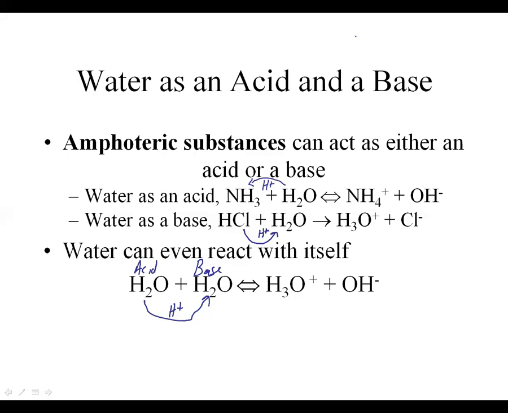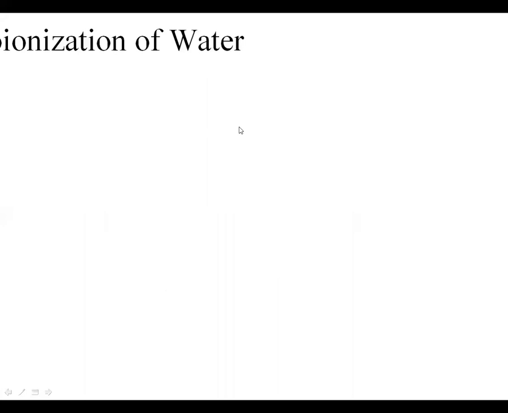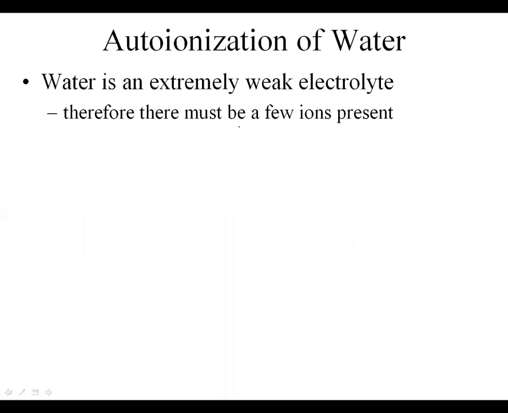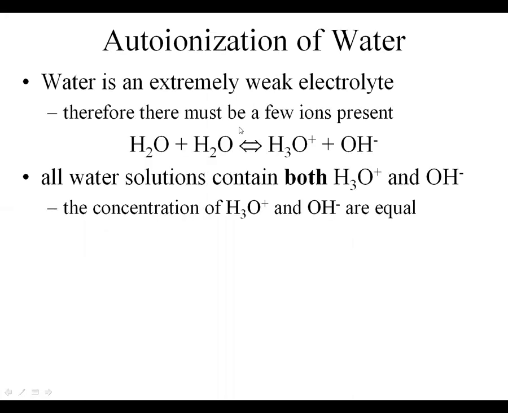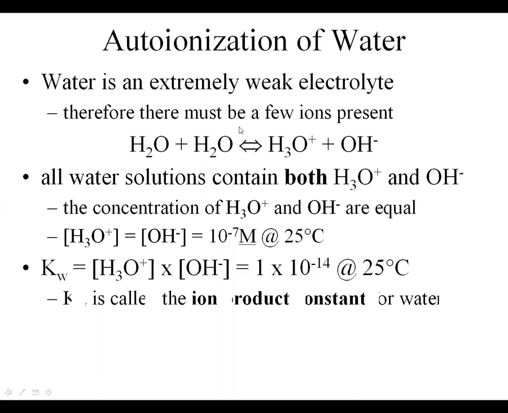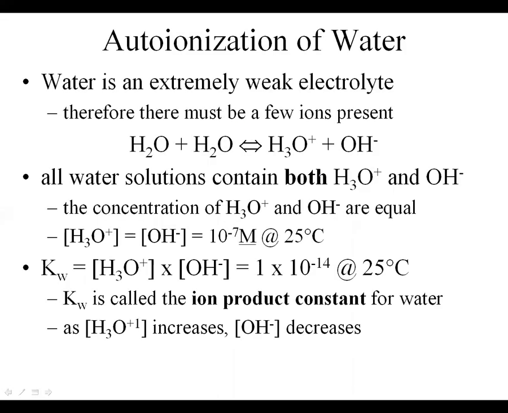Now this relationship that occurs in water does create a relationship that's important. It's also known as the auto-ionization of water. And it does give us a relationship to help us calculate whether or not we would expect a solution to be acidic, basic, or neutral. And that relationship is what's known as KW.